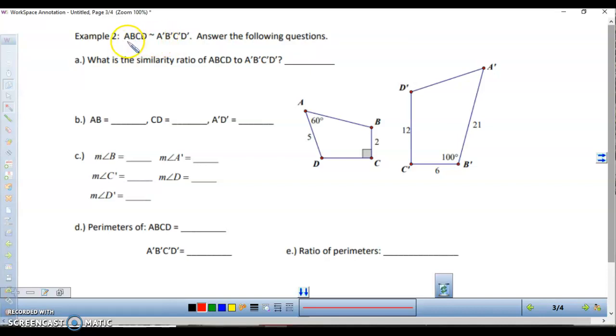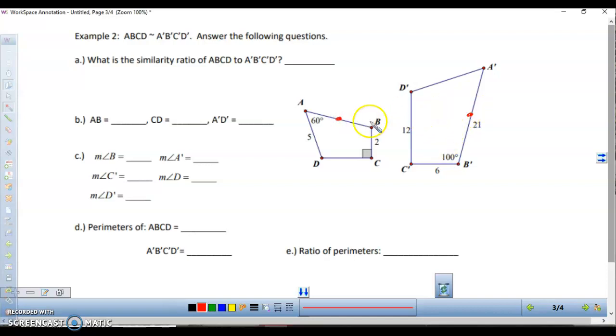So I've got a similarity statement saying quadrilateral ABCD is similar to quadrilateral A prime, B prime, C prime, D prime. So, again, the first step is to establish my similarity ratio. And I'm going to start by putting dots on my corresponding sides. So, AB corresponds with A prime, B prime.